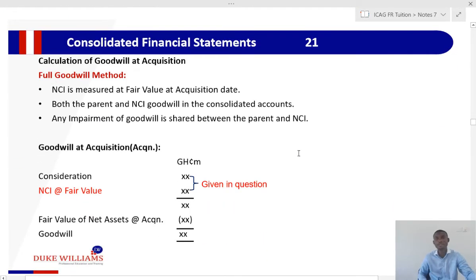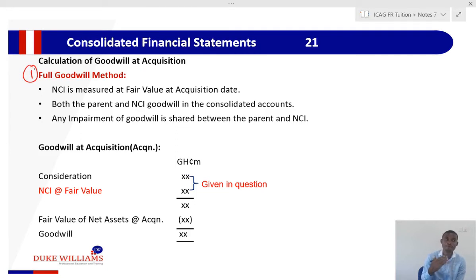Now, the methods for calculating goodwill. We have two main methods for calculating goodwill. We have the fair value method and the proportionate or partial goodwill method. So we start with what we call the fair value method, which is the full goodwill method, and we'll look at the implication. What does it mean? We'll look at the implication.